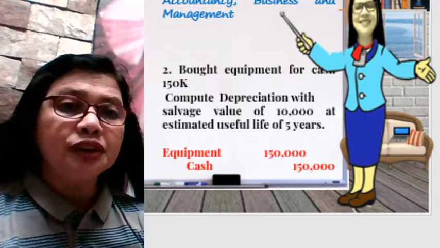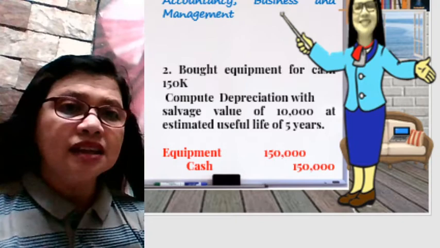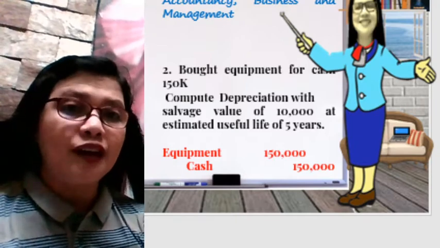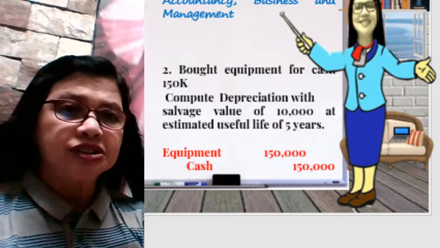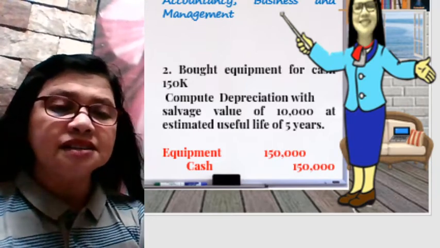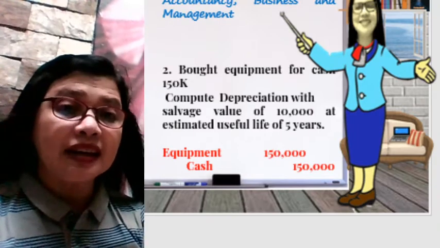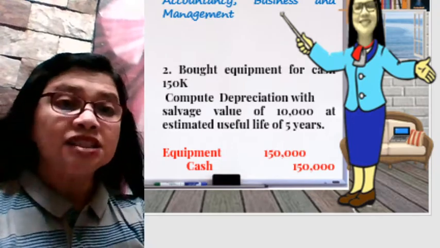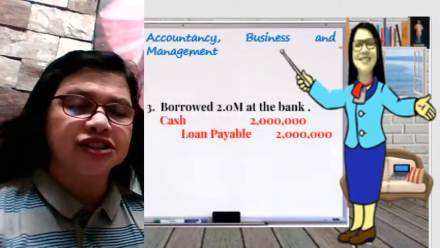Then transaction number 2, bought equipment for cash, 150,000. We will compute for the depreciation with a salvage value of 10,000 at an estimated useful life of 5 years. But for now, we will just acknowledge the acquisition of the asset. When he acquired the asset, you will debit the equipment and credit the cash because he has to pay for the equipment. That's a deduction to your cash.